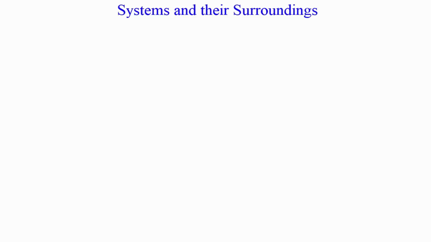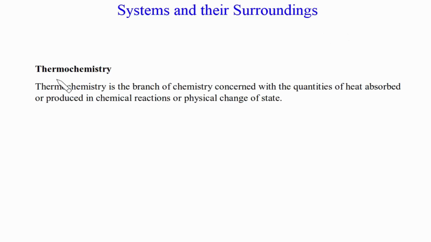In this video, we will learn about some basic terminology used in thermochemistry. So the first question is, what is thermochemistry? Thermochemistry is a branch of chemistry concerned with the quantities of heat. Thermo is heat. Absorbed or produced in chemical reactions or physical changes of state. So either in chemical reactions or physical changes.